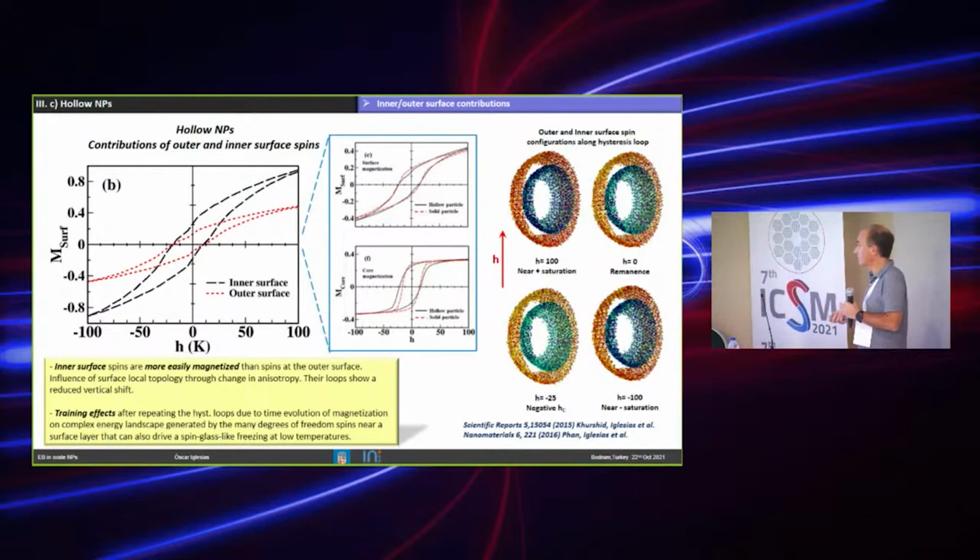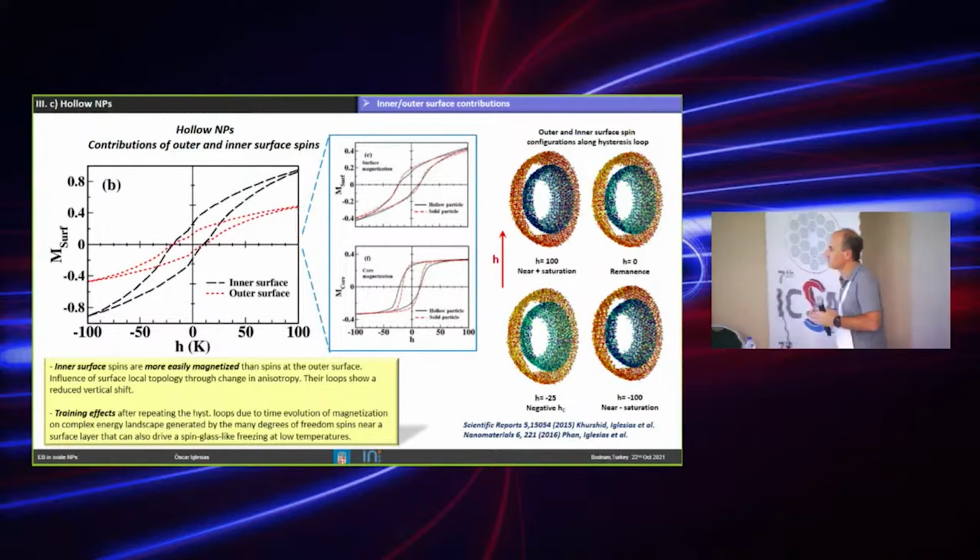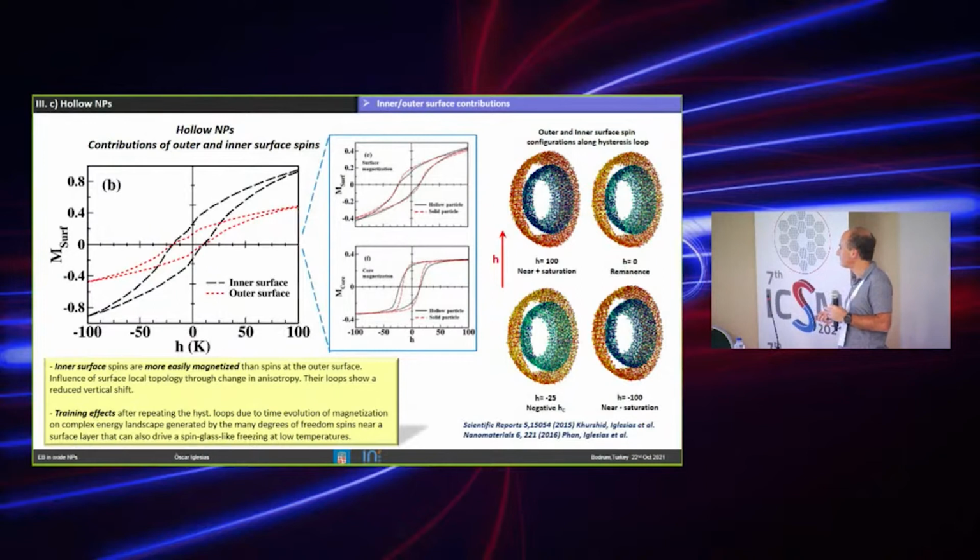Moreover, the nice thing with Monte Carlo is that you can simulate these particles again, and here I'm plotting, for example, how the outer and inner surfaces evolve with the magnetic field. It's difficult to see on the screen, but analyzing the reversal mechanism, you can understand that the inner and outer surfaces reverse in a different way. And you can see this very clearly here. This is the inner surface contribution to the hysteresis loop and the outer one.